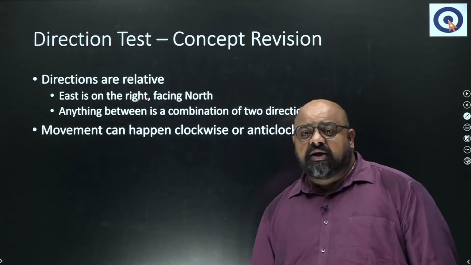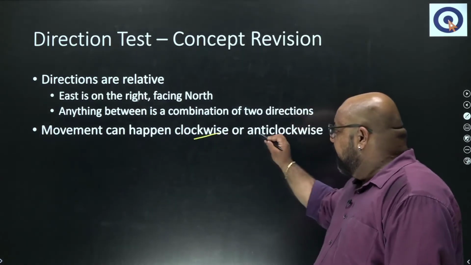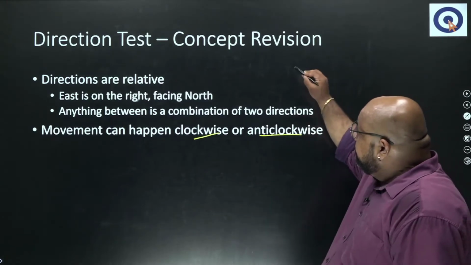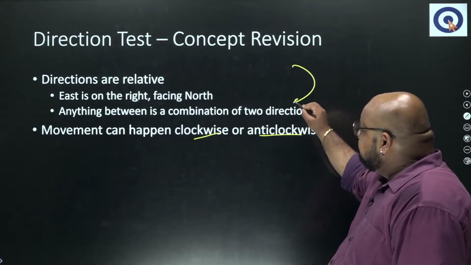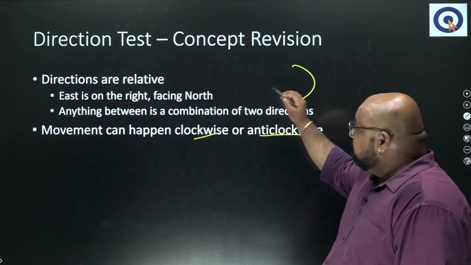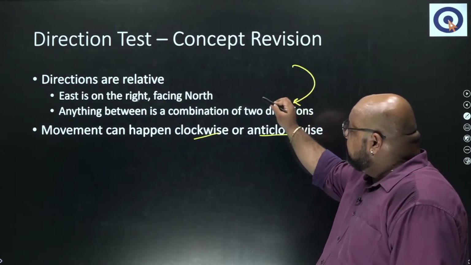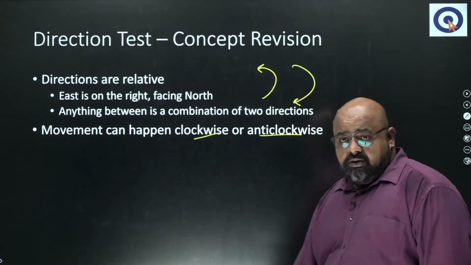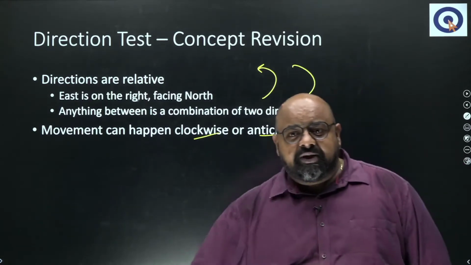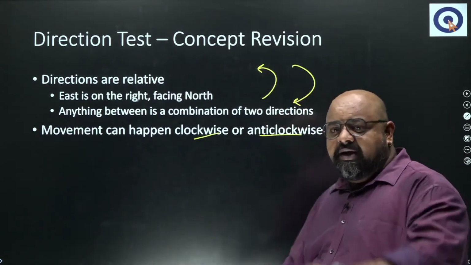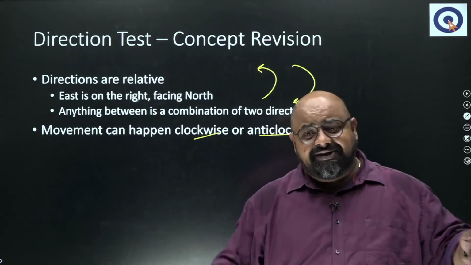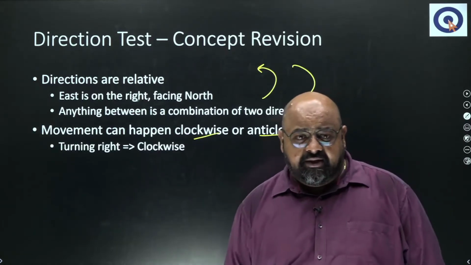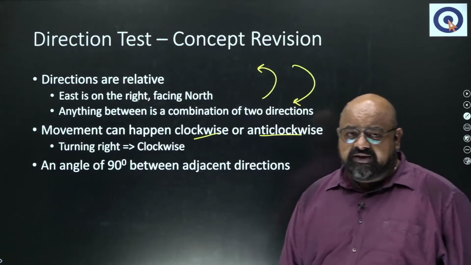Sometimes you will come across the word clockwise or anti-clockwise. Clockwise always is here because that is how the clock runs. Anti-clockwise becomes in the opposite direction. In terms of your movement, clockwise will be towards right, anti-clockwise will be towards left, irrespective of where you are facing, right? So if you're turning right, you're going clockwise.